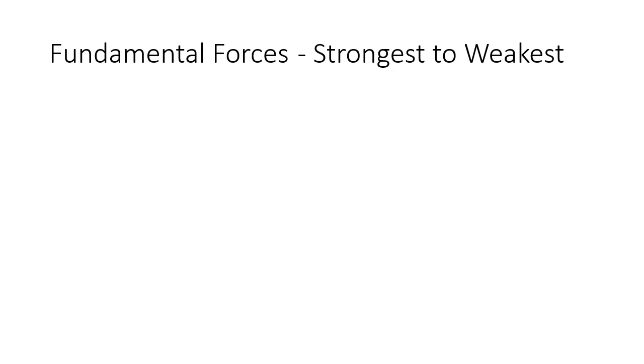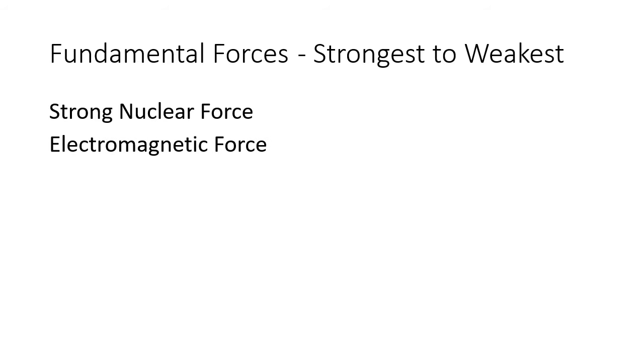Let's take a look at the four forces that make up our universe. First and strongest, we have the strong nuclear force. The strong nuclear force is what holds protons and neutrons together in the nucleus of the atom. After that comes the electromagnetic force. That's the force that attracts positively and negatively charged things, and that's what keeps the electron cloud close to the nucleus. Third, we have the weak nuclear force, which in a way kind of holds the neutrons together. And finally, the weakest force in the universe is gravity.